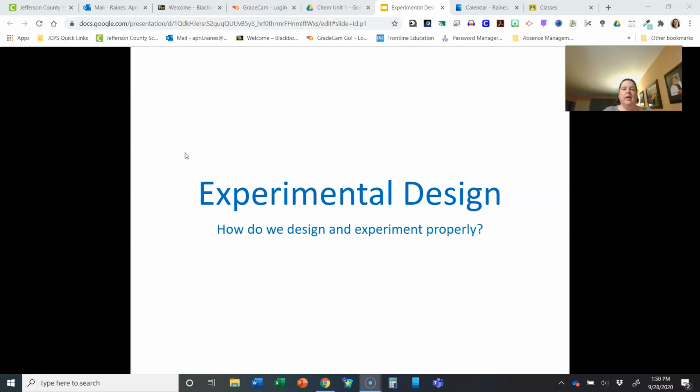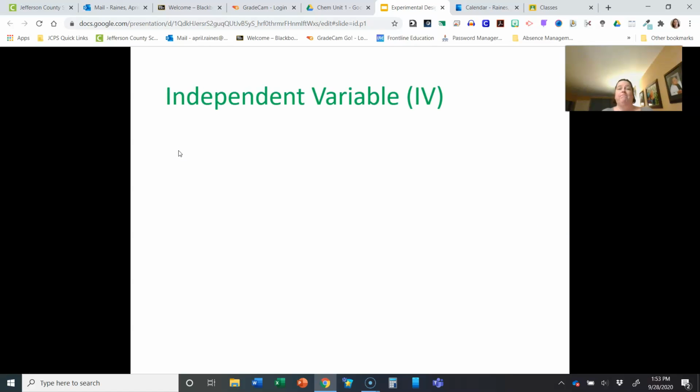All right, today we're going to be talking about experimental design and how we design an experiment properly so we make sure that we're ready and know the right ways to do things. So, independent variables. We need to understand the independent variable.